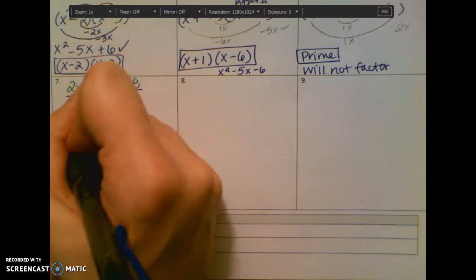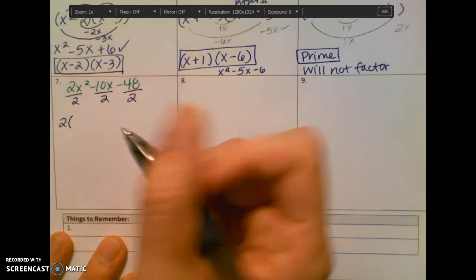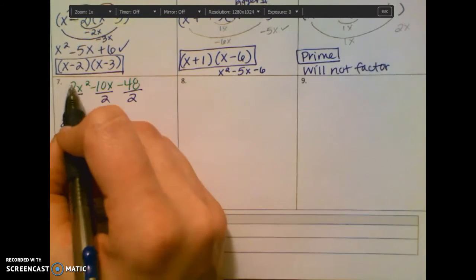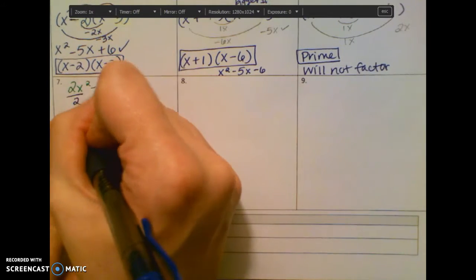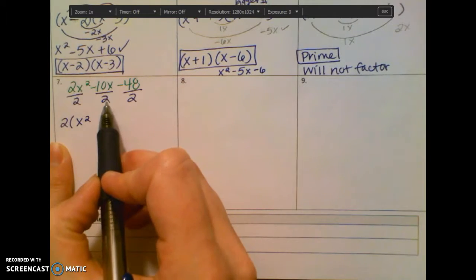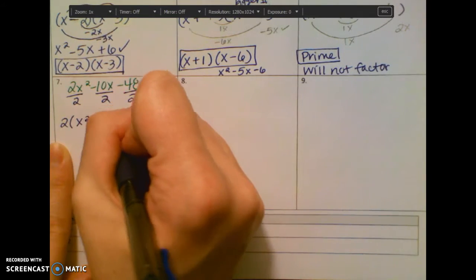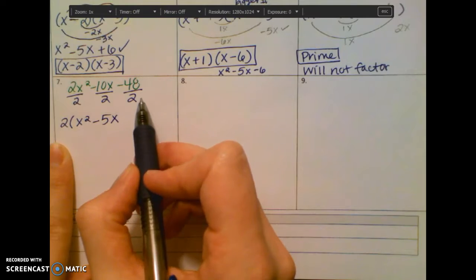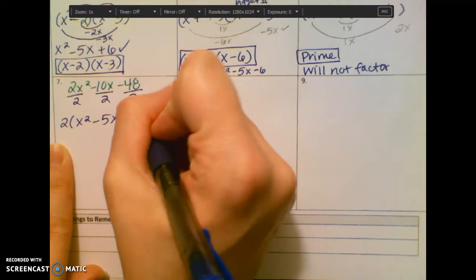So my first step is taking out the GCF, and then I write it out. I have 2x squared divided by 2 just gives me x squared, negative 10x divided by 2 gives me negative 5x, and negative 48 divided by 2 gives me negative 24.